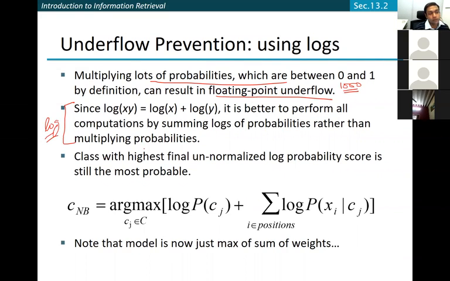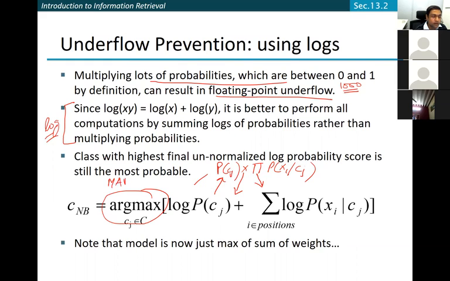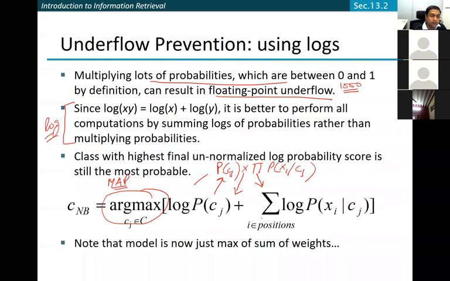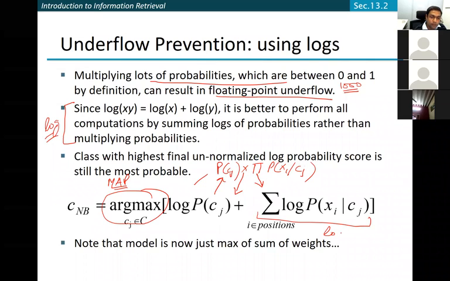So when we take the log, earlier what we were doing was multiplying this prior P(Cj) with the multiplication of all the probabilities of each word in that particular class. When I take the log, this becomes a plus, and the product becomes a summation. So now this is the maximization, and this term is now called the log likelihood.